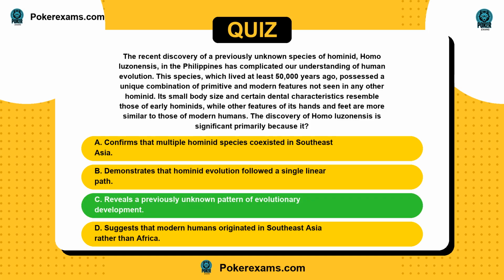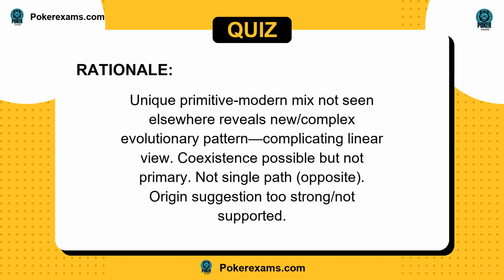The answer is C. The unique primitive and modern mix not seen elsewhere reveals a new, complex evolutionary pattern, complicating the linear view. Coexistence is possible but not primary. Not a single path is the opposite. The origin suggestion is too strong and not supported.